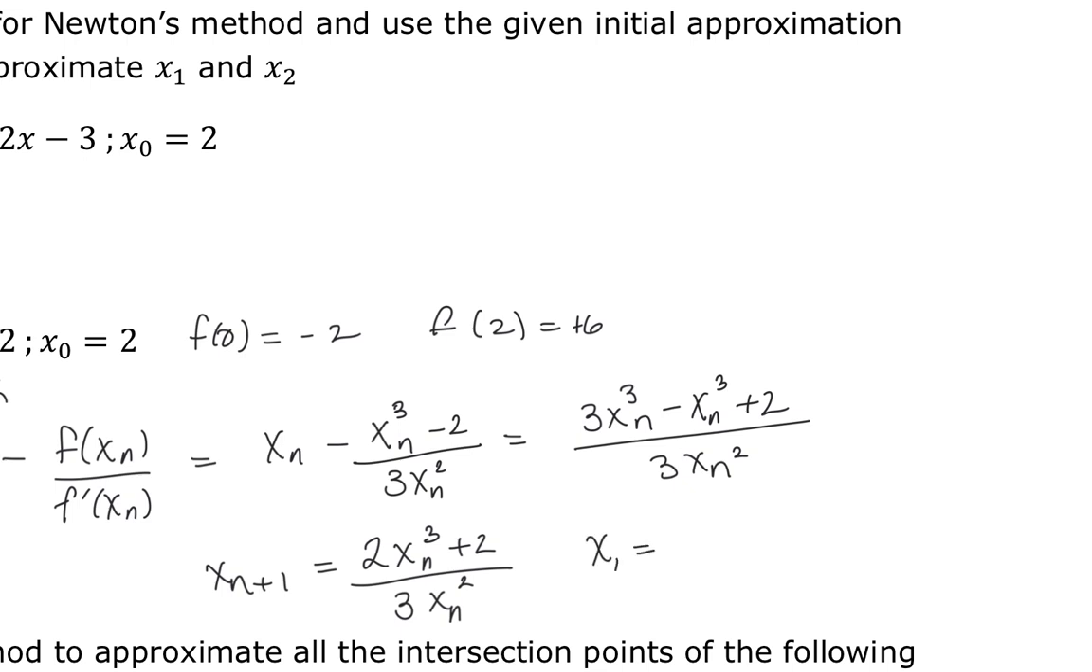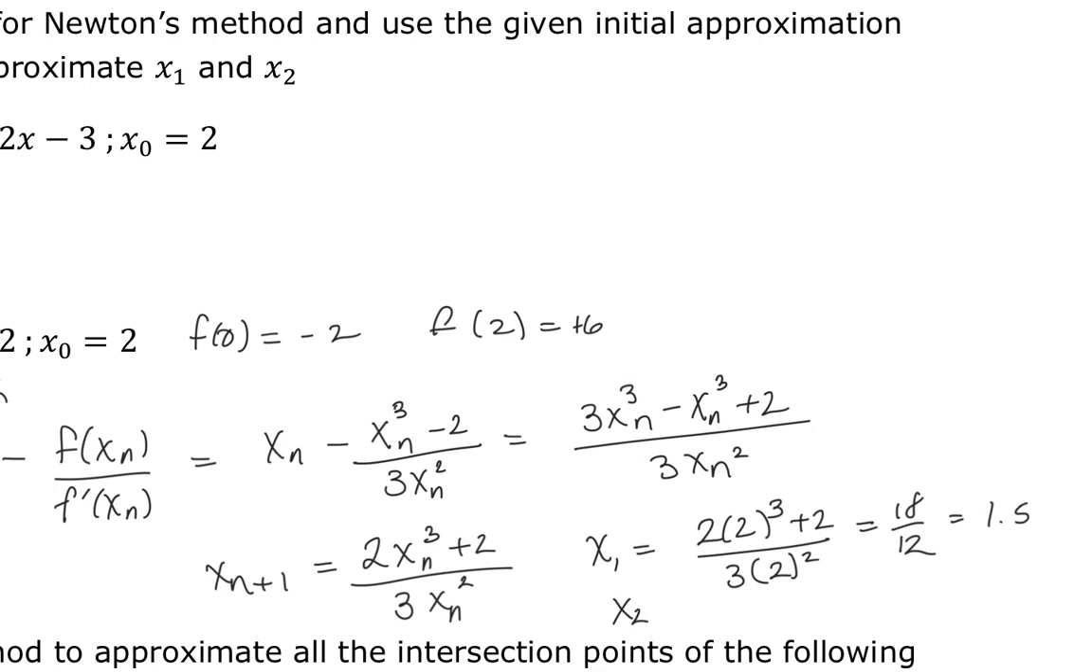So x_1 is going to be x_0. My x_0 again was 2, so I'm going to put in 2 multiplied by 2, the quantity cubed, plus 2 over 3 multiplied by 2, the quantity squared. So I end up with, in the numerator, 2 cubed, which is 8, times 2, which is 16, plus 2. And I'm going to have 18. And then in the denominator, I'm going to get 12. So I have 18 over 12, which is 1.5.